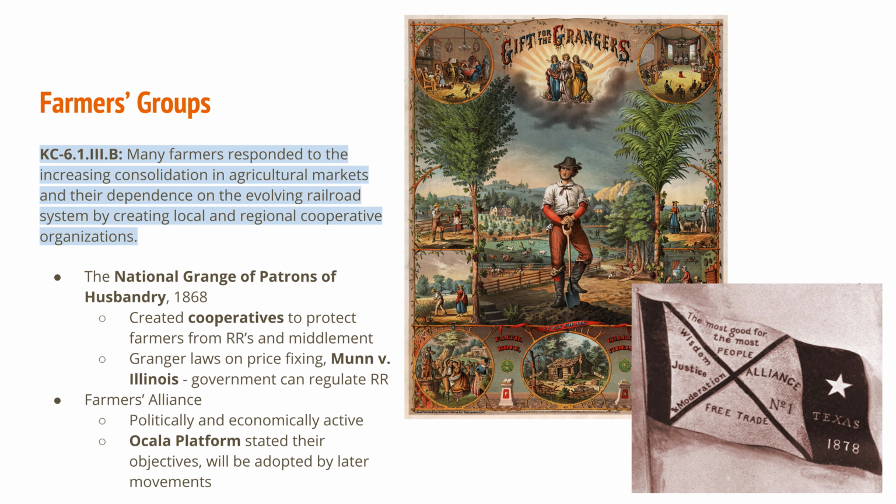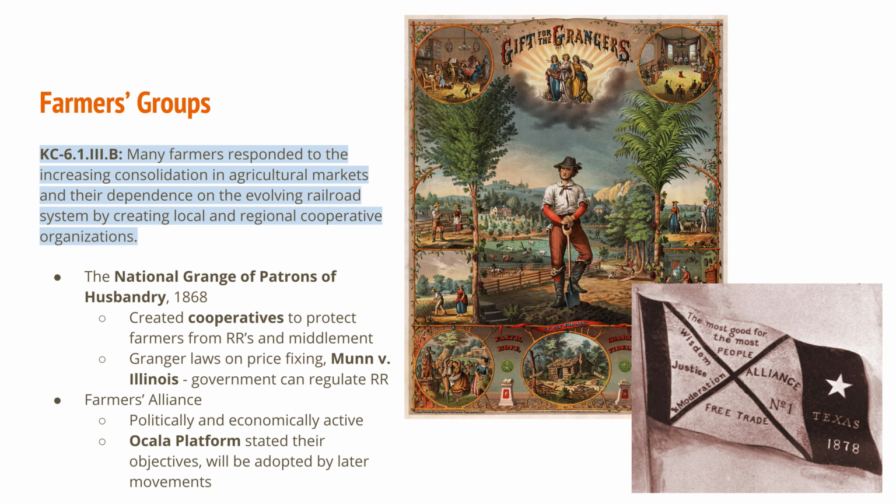Another one of these groups is the Farmers Alliance. So they were in the Southeast, mostly active there. They are mostly political and economically active. They put together the Ocala platform in which they state their objectives. It's a very progressive, forward-thinking platform.